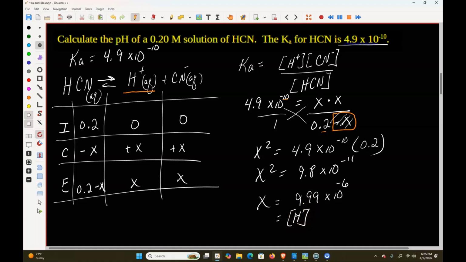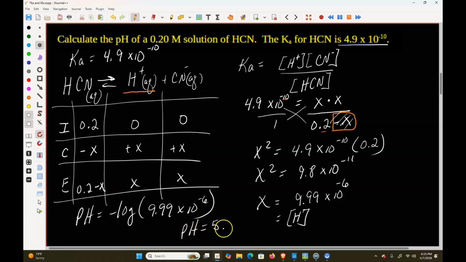Okay, the problem asked us to find the pH. All right, so the pH is going to be the negative log of 9.99 times 10 to the negative 6. So that gives me a pH equal to 5.00 for my final answer.